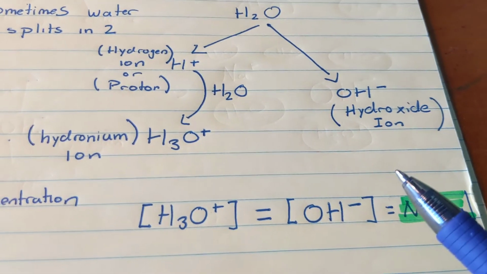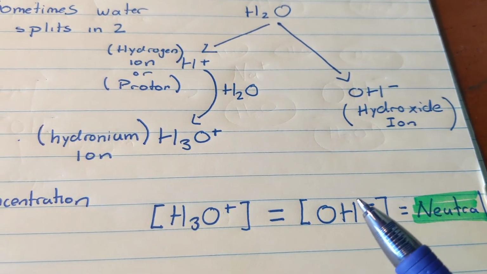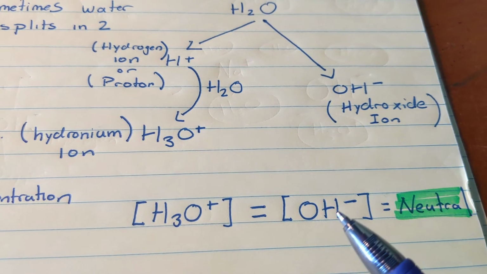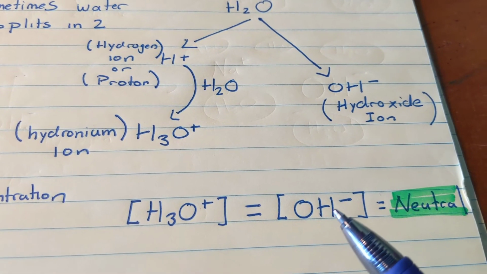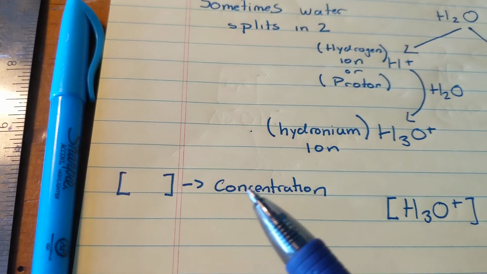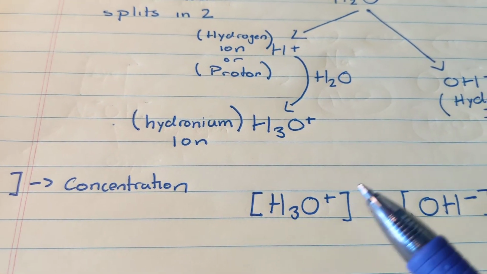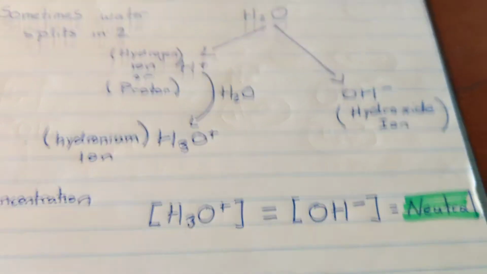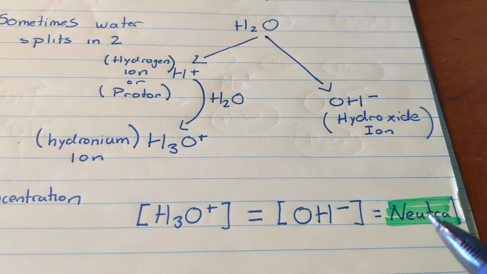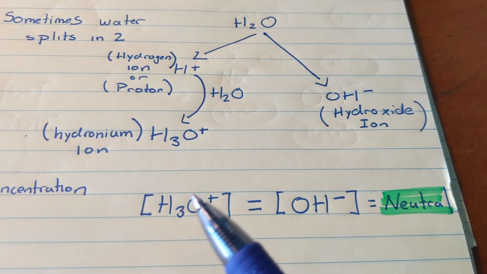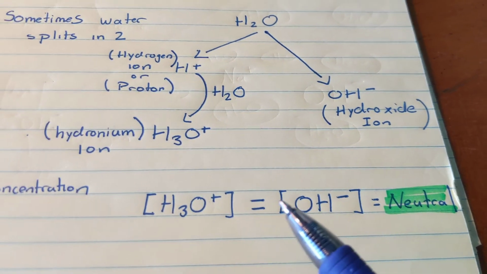So regular water is going to have an equal amount of each of these two. Equal part hydronium and equal part hydroxide ions. And in case you're wondering what these brackets stand for, the concentration. So whenever you see these brackets around a molecule, you should know we're talking about the concentration of each of these. So in a neutral liquid, the amount of hydronium ions and hydroxide ions have to be the same.